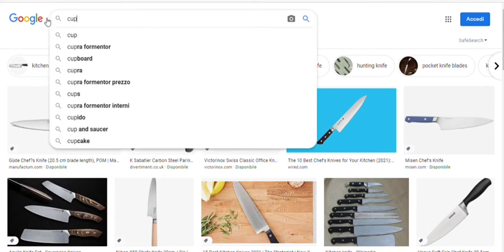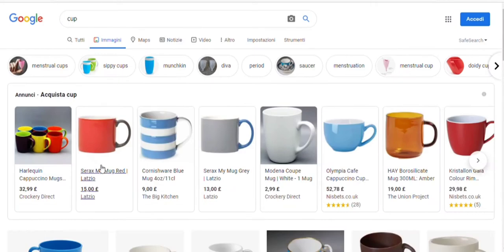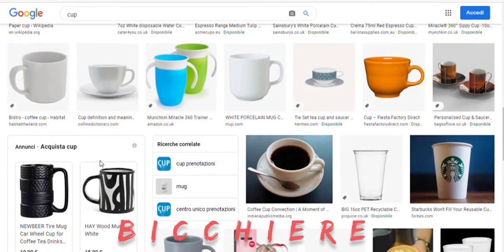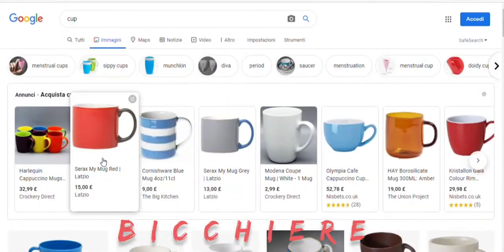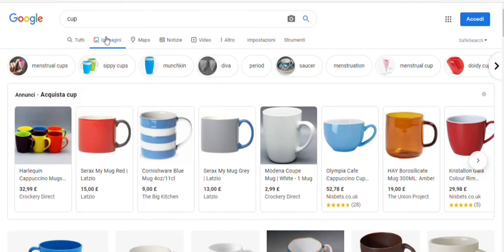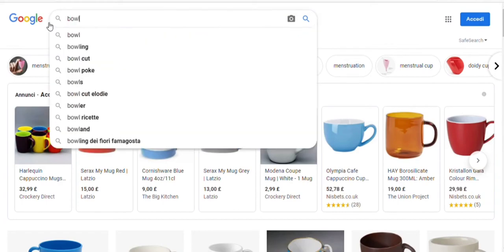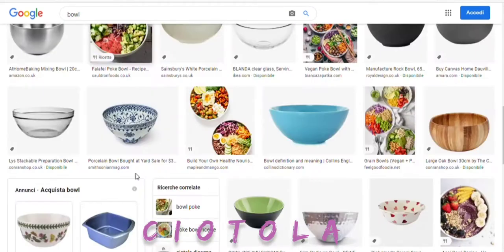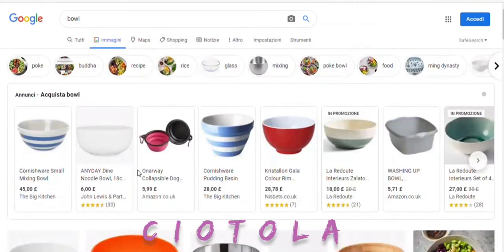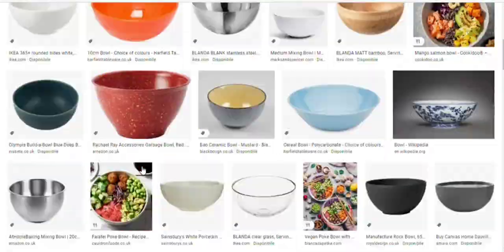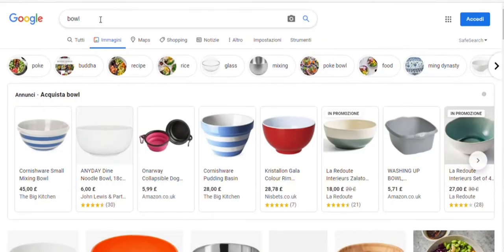Okay, and then we have cup. And cup is bicchiere. Good, good. And then we have bowl. Bowl is ciotola. Say ciotola again. And then we have, what else we have?